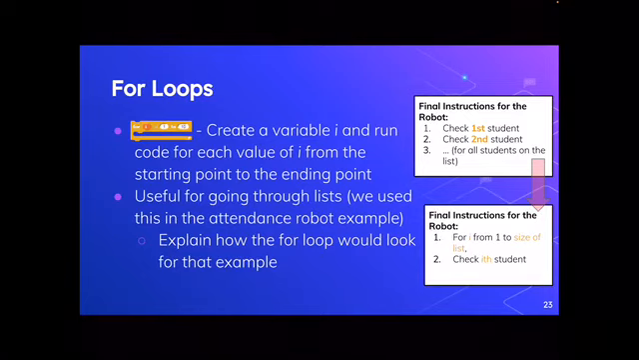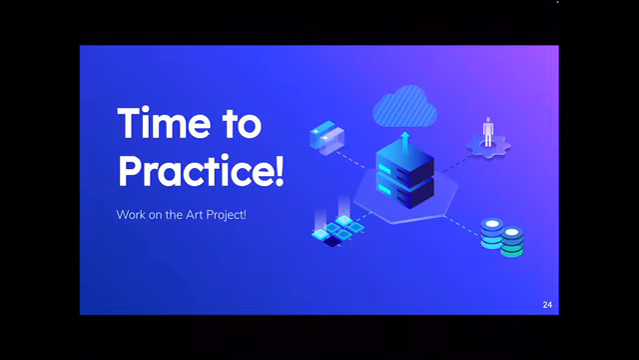So here we can see the final 2-line instructions for the robot. For i from 1 to size of the list, we're just going to check the ith student. And you can see how we just replaced those 26 students with the size of the list. So for example, we could create some kind of list with the students, and then we just go from 1 to the size of the list, and then we check the ith student for each of those.